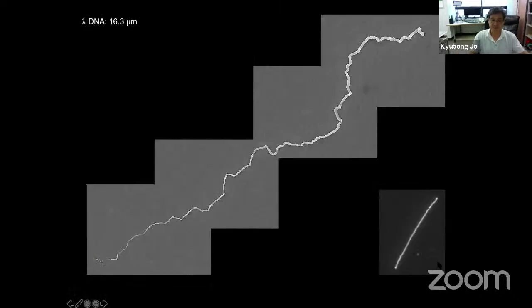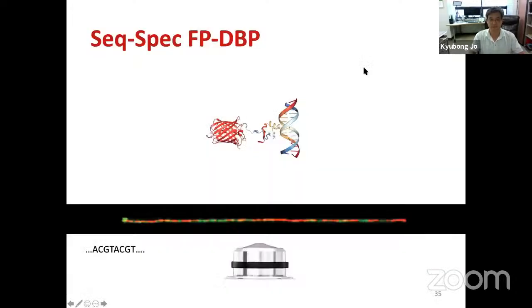And this is the longest DNA molecule we have observed using this method. This is the common way of staining DNA using YOYO on the fluorescence microscope. That's the length, and we cannot see the details. However, this nanowire looks much longer because we use the electron microscope to visualize this DNA molecule.